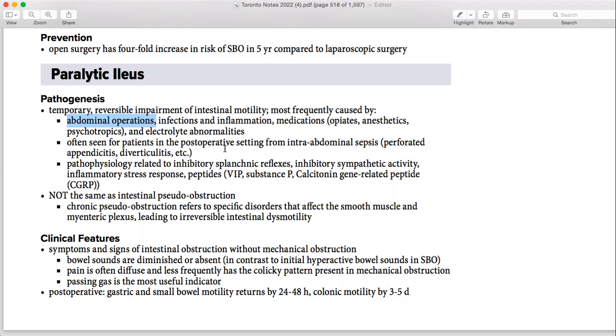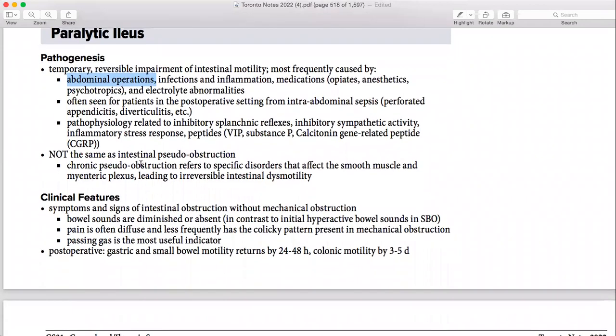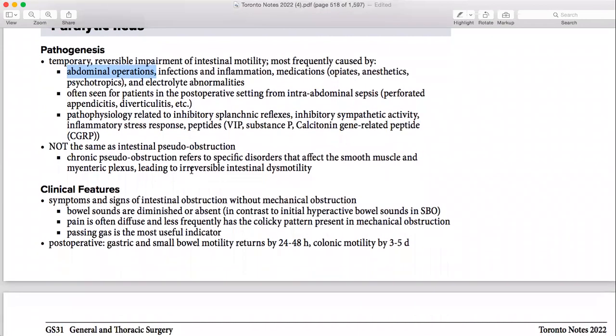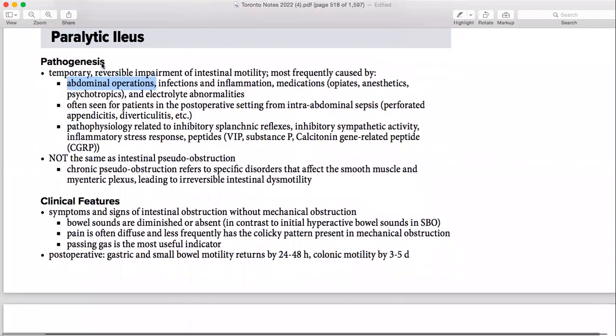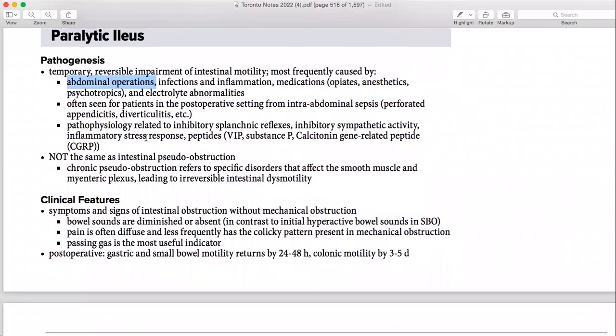It is often seen in patients in the post-operative setting, from intra-abdominal abscesses, and the pathophysiology is like any of these substances. It is not the same as intestinal pseudo-obstruction. So you need to know Ogilvie, like intestinal pseudo-obstruction and paralytic ileus. I think I'm saying it wrong, but the word is something like Ogilvie. So we will read about that as well.